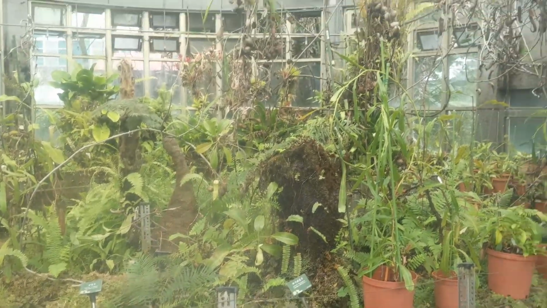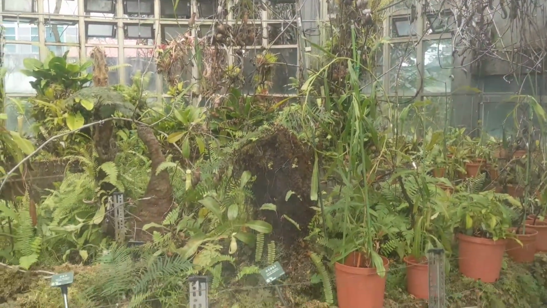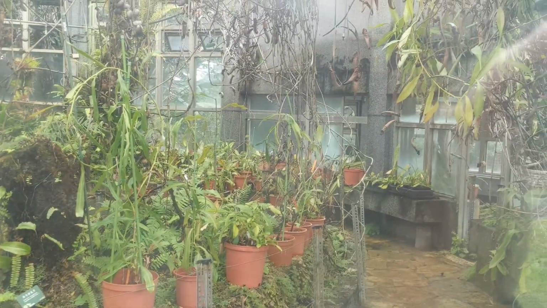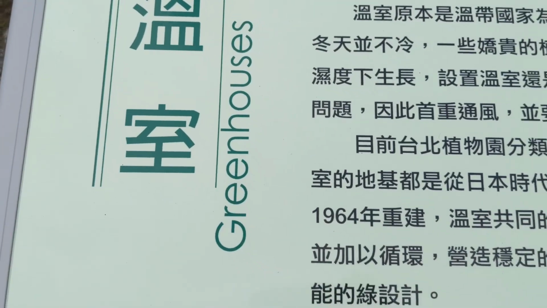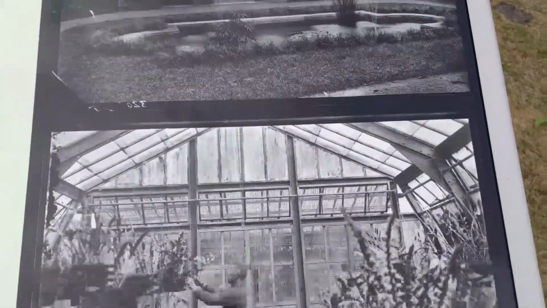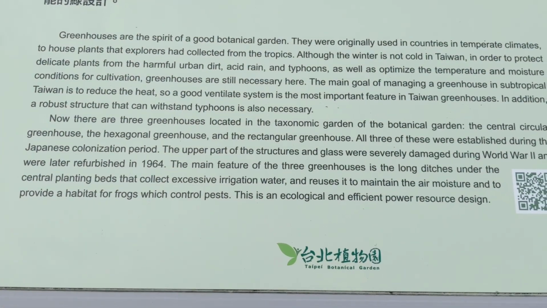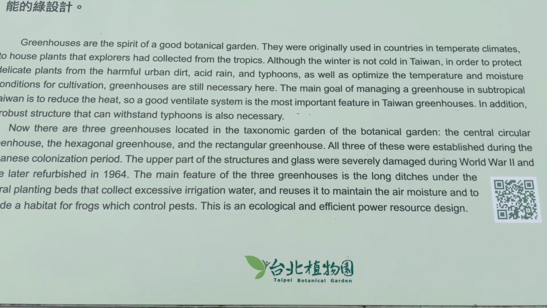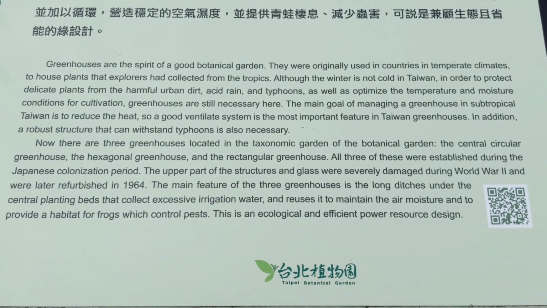Here's inside the greenhouse with lots of carnivorous plants. Looks like they possibly ate the gardeners because it could use a little more maintenance, and it's currently locked. Greenhouses, they don't usually have a placard for greenhouses, but here we go. Greenhouses are the spirit of a good botanic garden. They were originally used in countries in temperate climates to house plants that explorers had collected from the tropics.